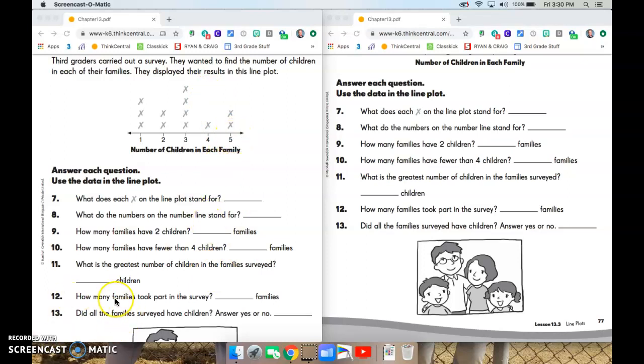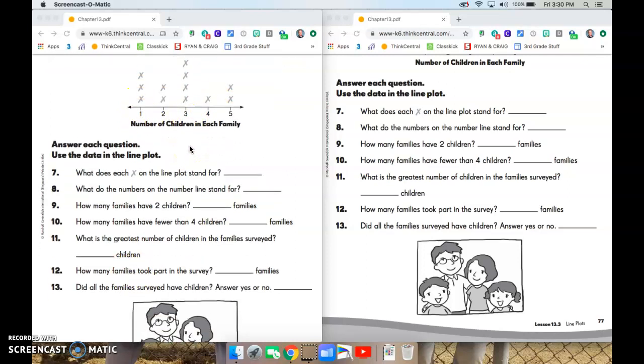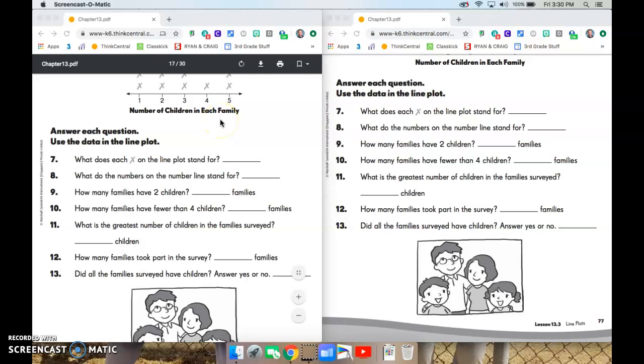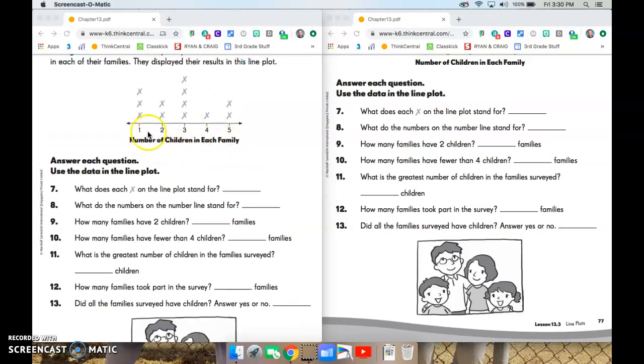And to do 12, how many families took part in this survey? 1, 2, 3, 4, 5, 6, 7, 8, 9, 10, 11, 12. Counted up all the X's. Did all the families surveyed have children? Yes. Because number of children in each family, everyone has at least 1, no more than 5.